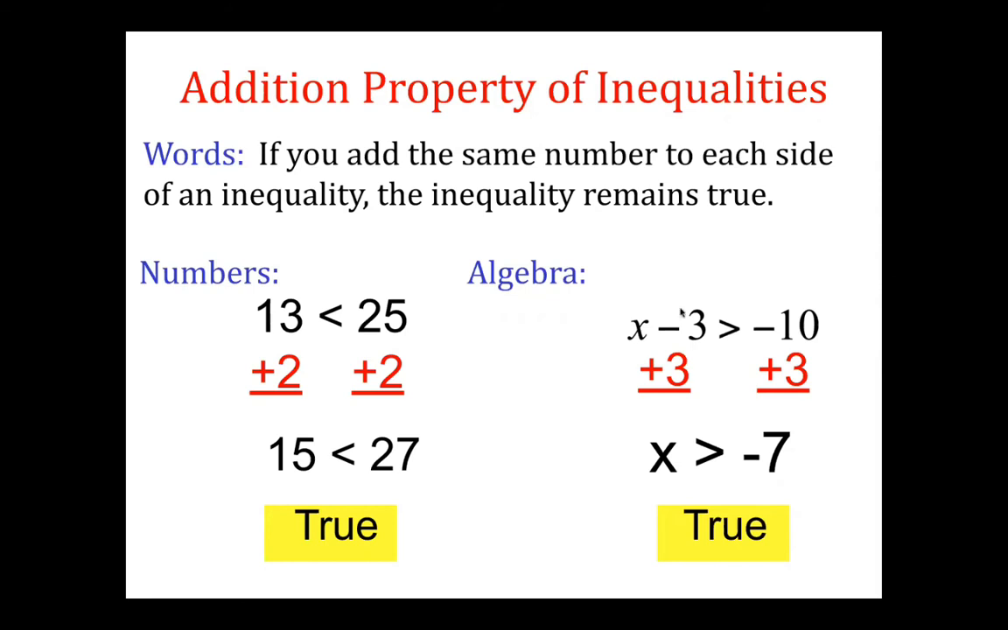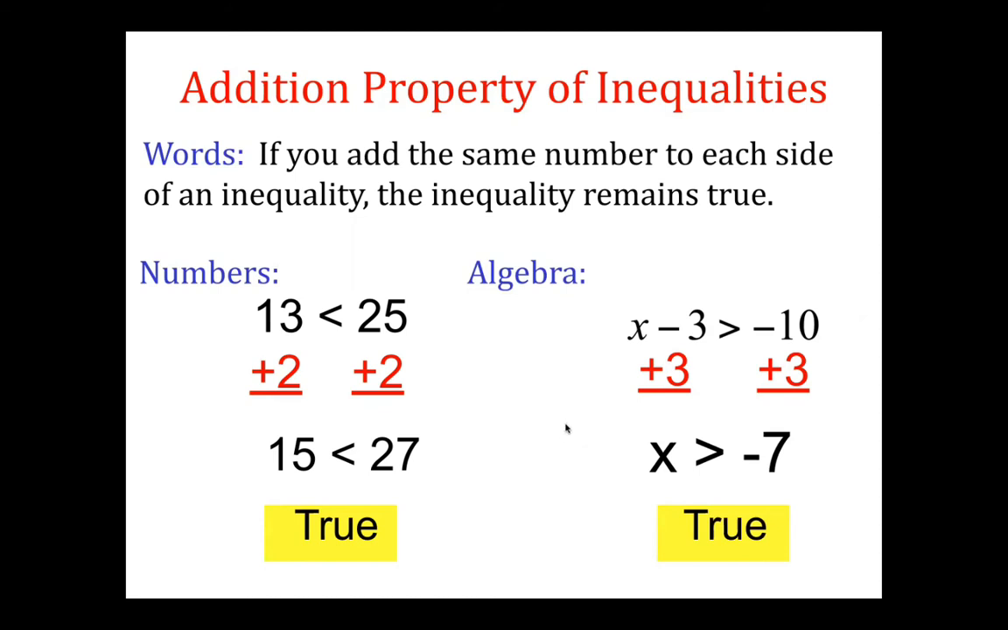So say, for example, that you have the inequality 13 is less than 25, but let's say you wanted to add 2 to both sides. Now 13 plus 2 would be 15. Bring down your inequality symbol, and then 25 plus 2 would be 27. 15 is still less than 27, so you know that this inequality still remains true.